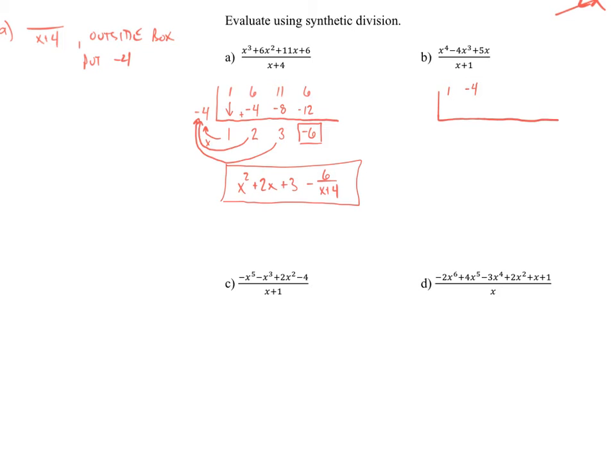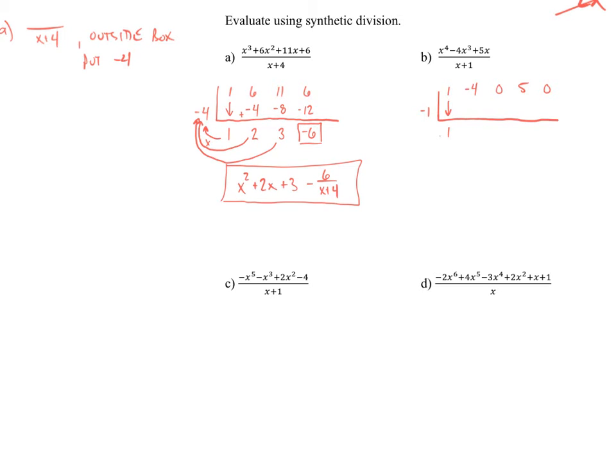I don't have an x to the squared term, so I can't forget to hold that place. I have a 5x to the 1st, and I do not have a constant number, so that's a 0. On the outside here, since I'm dividing by x plus 1, I'm going to want to put a negative 1 on the outside. All right, let me start by bringing down that first term.